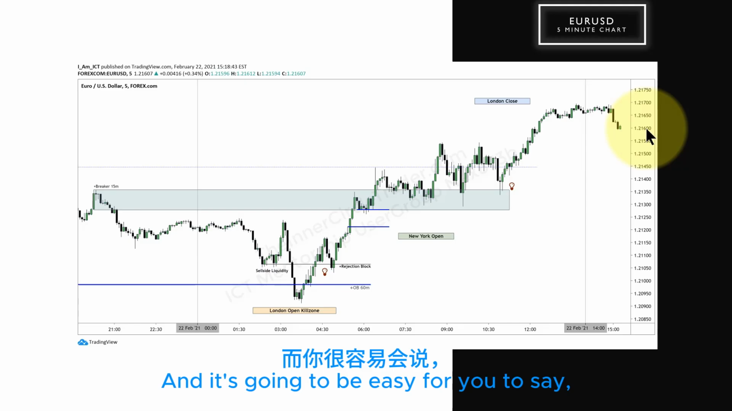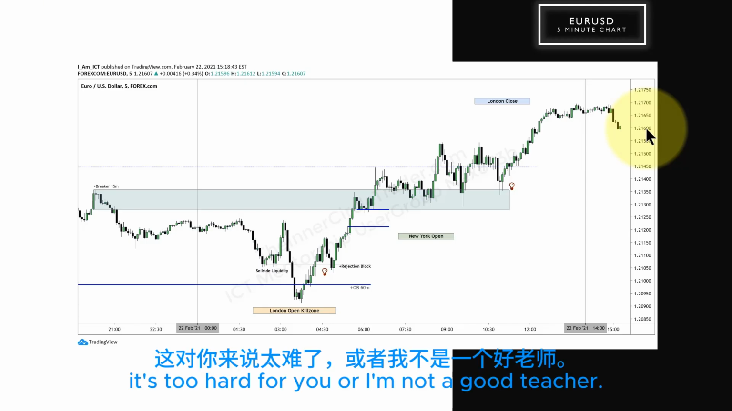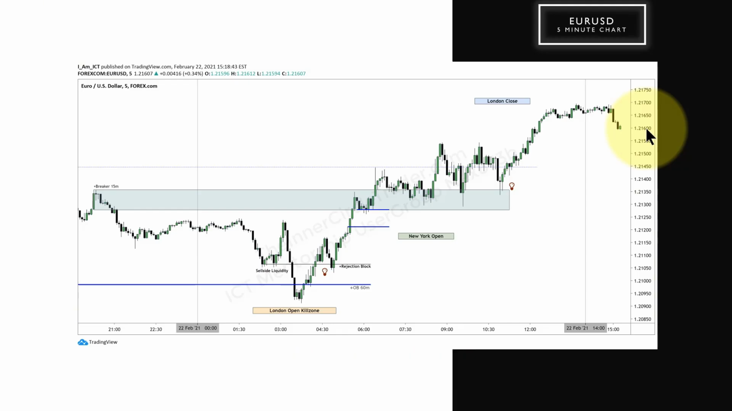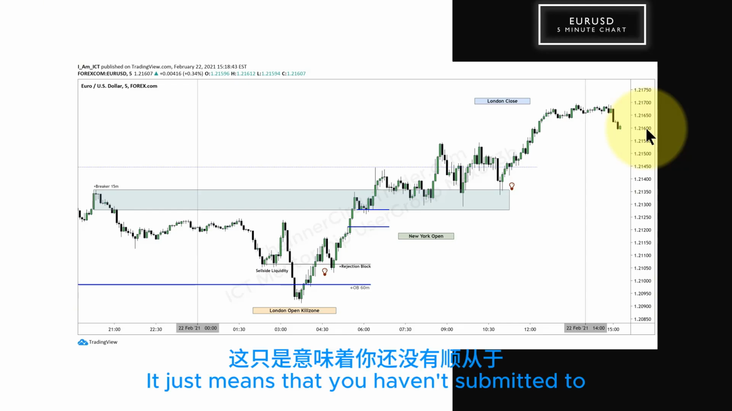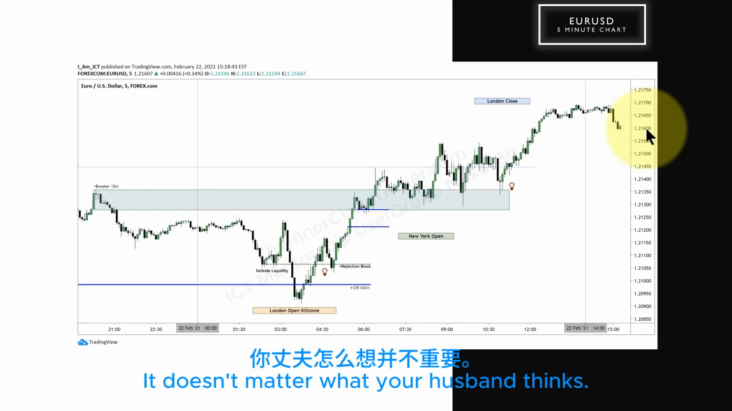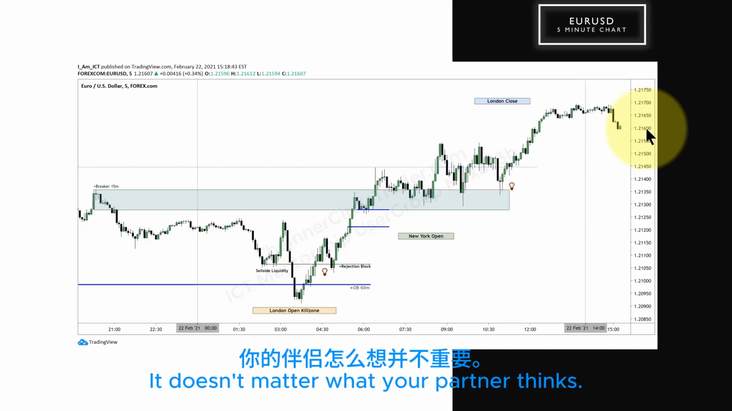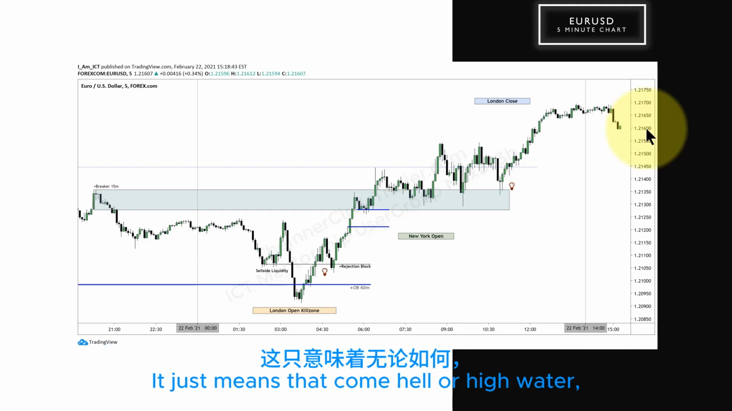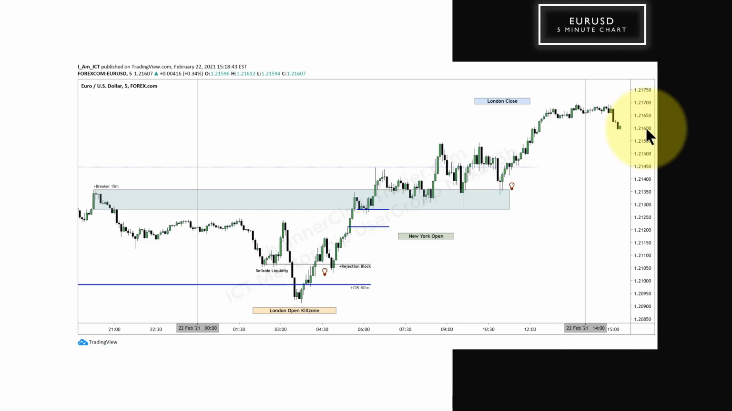And it's going to be easy for you to say it's too hard for you, or I'm not a good teacher, when neither of them is probably true. It just means that you haven't submitted to the process correctly. That means 100%. It doesn't matter what your wife thinks. It doesn't matter what your husband thinks. It doesn't matter what your partner thinks. It does not matter if anybody at work knows that you're doing this or not. It just means that come hell or high water, you're going to listen.